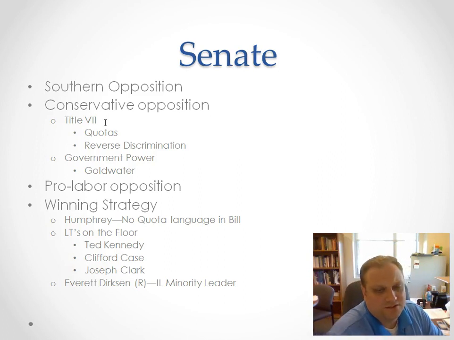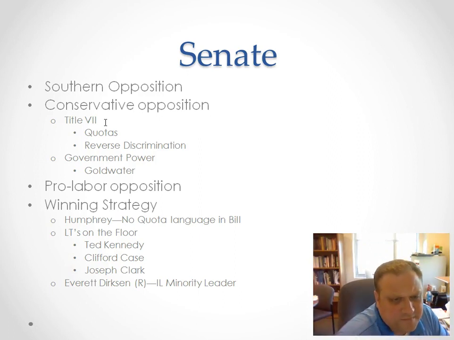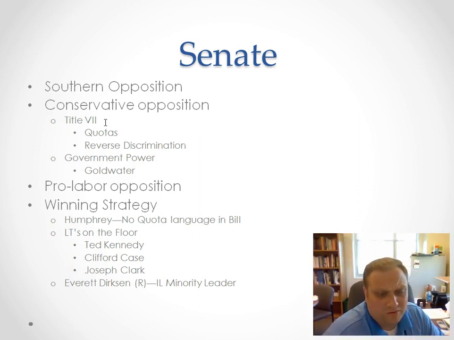Also was the fear of what they called reverse discrimination, and we'll deal with that more specifically in a moment. You, of course, have the government power thing, and Goldwater, Barry Goldwater, is someone who was very concerned about this. Goldwater, of course, running for president in 1964 against Johnson. Goldwater is a lightning rod for conservative opposition. He's a conservative Republican from Arizona.